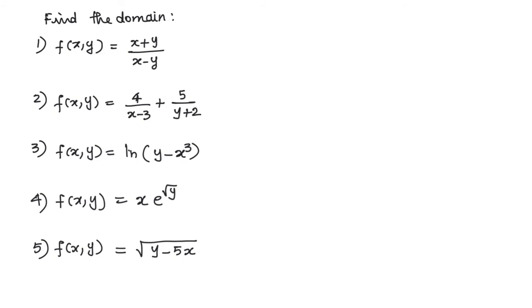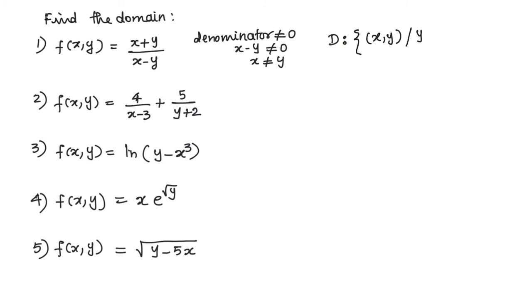Next, determine the domain of each function of two variables. For the first one, the denominator cannot be 0. It's a rational expression, so the denominator cannot be 0. The denominator will be 0 when x and y are equal. So the condition will be x cannot equal y. The domain is all the values of x comma y such that x not equal y. We can also write the domain is all the values of x comma y such that y not equal x.